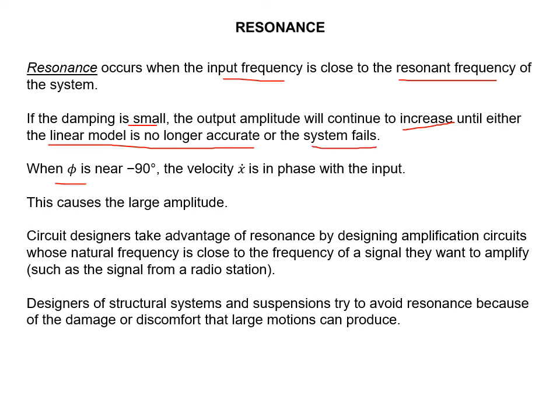Now for the case where phi is near negative 90 degrees, the velocity, or x dot, is going to be in phase with the input. When this occurs, it's going to cause a very large amplitude. Some circuit designers can take advantage of this fact when designing their amplification circuits with a natural frequency close to the frequency of the signal they're trying to amplify. That's going to be beneficial. An example of this would be a radio station. Opposite to this, structural engineers and designers of structural systems or suspension are going to try to avoid resonance, because this is going to damage or cause complete catastrophic failure of the system they're designing.